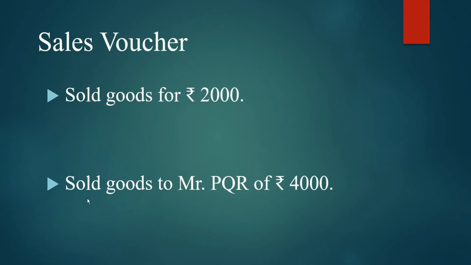Now let's see the second transaction. Sold goods to Mr. PQR of rupees 4000. In this case, Mr. PQR will be the debtor or the customer, and they are making the sales in the form of credit basis. If it is in the form of credit basis, it has to be recorded only in sales voucher. In this case, debit will be Mr. PQR and credit will be the sales account. Now let's see this particular recording in Tally.